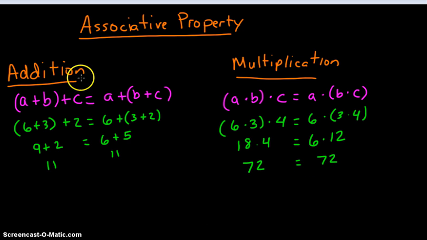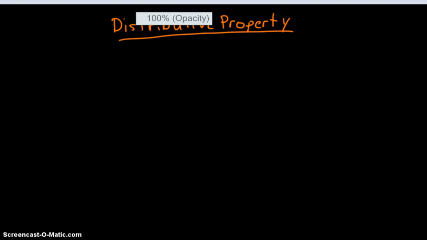So this is the associative property. 3 numbers or variables in which, instead of multiplying or adding a certain two, we want to change it. So that's the associative property. Third and final property is the distributive property.